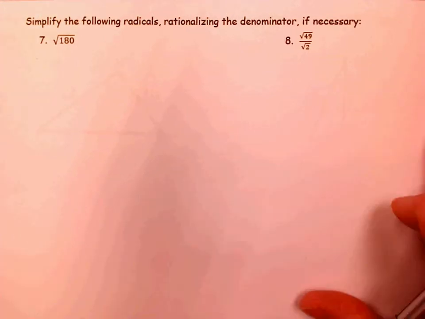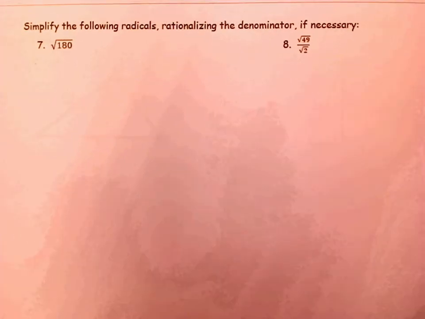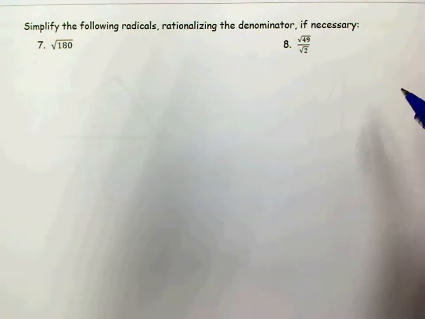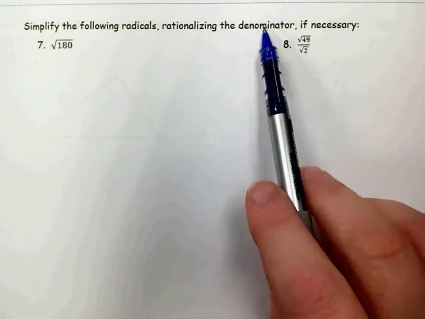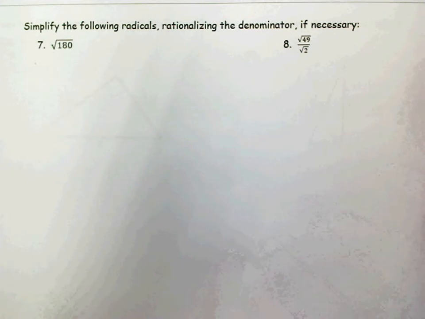Okay, on number 7 and 8, it says to simplify the radicals and tells you to rationalize the denominator if that's necessary. So all that means is if you have a radical in your denominator, you have to do that process to get rid of that. It's not considered a simplified fraction if there's still a radical in the denominator.